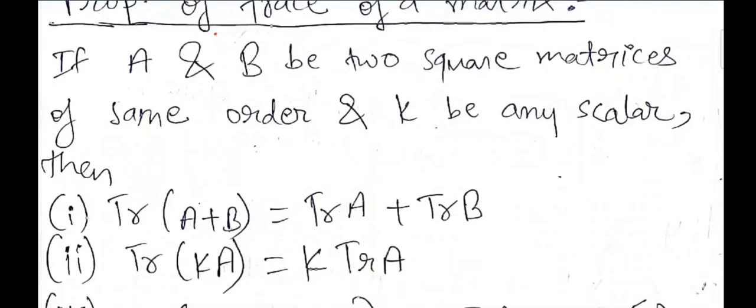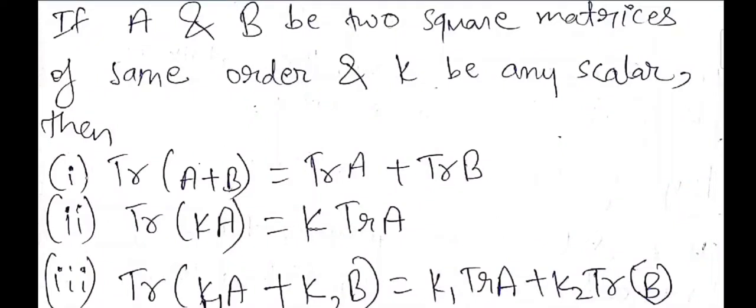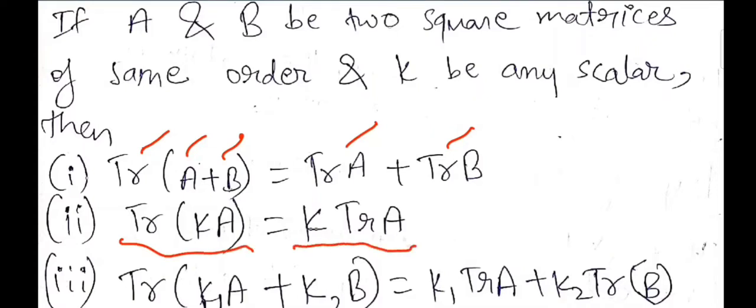So suppose K is any scalar, then what are the properties which we have? The properties are: trace of A plus B is equal to trace A plus trace B. Then we have trace of KA equal to K times trace A; the scalar K will come out of the trace.